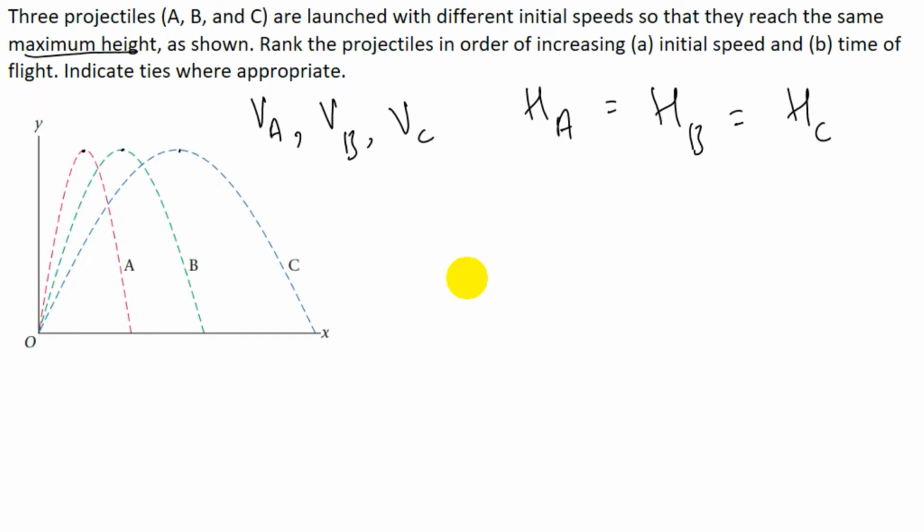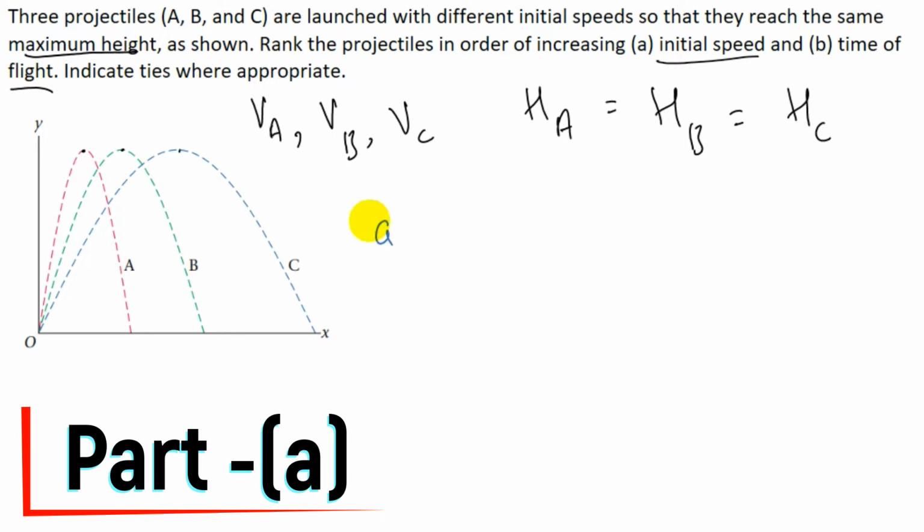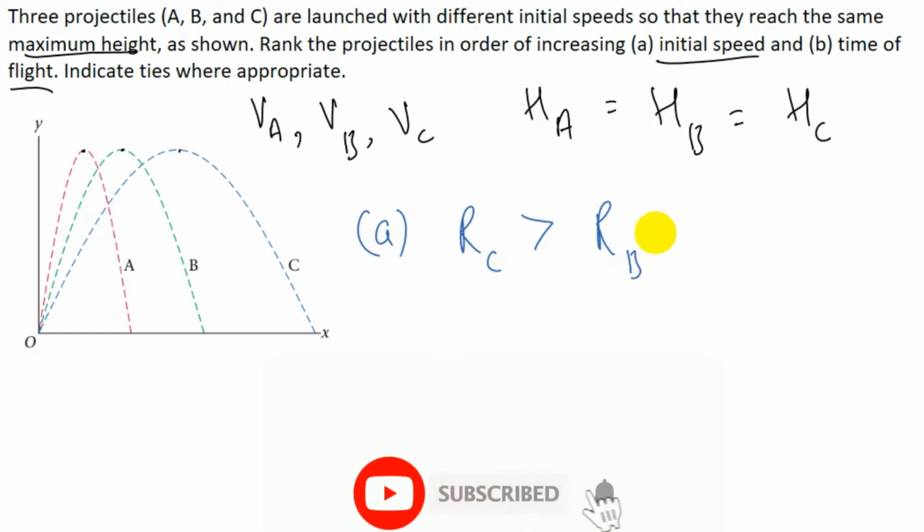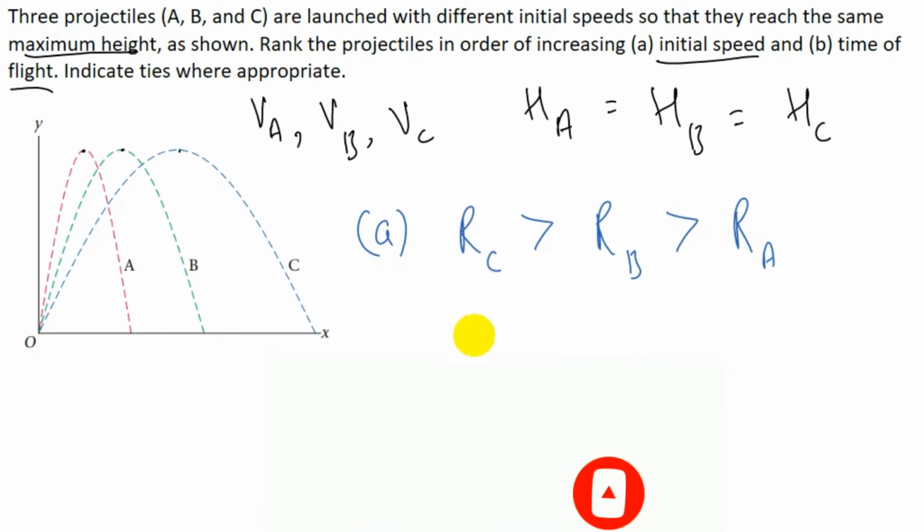Now there are two parts in this question that we need to solve. In the A part, we need to rank the projectiles in increasing order of their initial speed, and in the B part, in increasing order of their time of flight. So we'll start with part A. Now from this figure, we can easily tell that the rank for projectile C is maximum. Rank for C is greater than the rank of B, which is greater than the rank of A. Least we have the rank A, and maximum we have rank C.